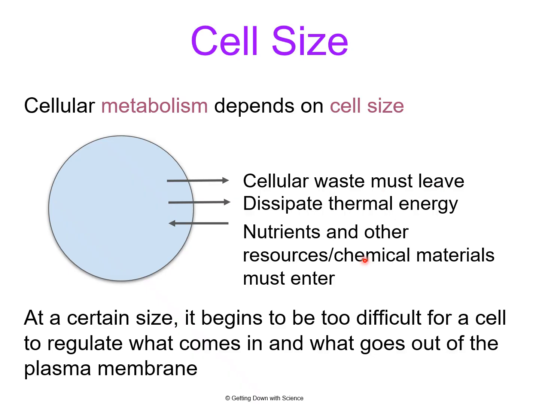Also, thermal energy should dissipate from cells, so that's also leaving or exiting the cells. And what goes inside the cell? Nutrients and other useful resources and chemicals will enter the cell. So the size of the cell determines the ability of the cells to pretty much carry out these three core functions. All right, so surface area to volume ratio.